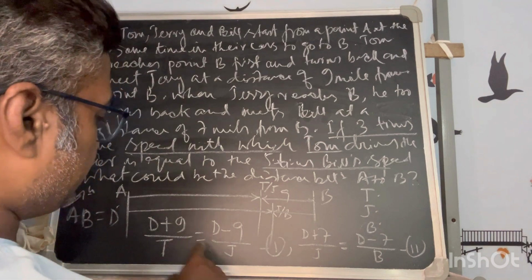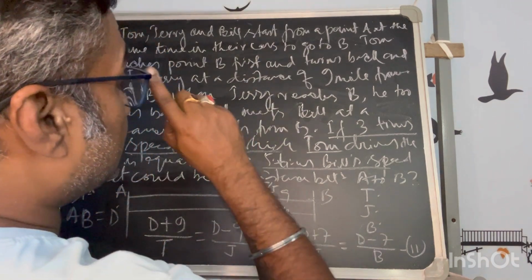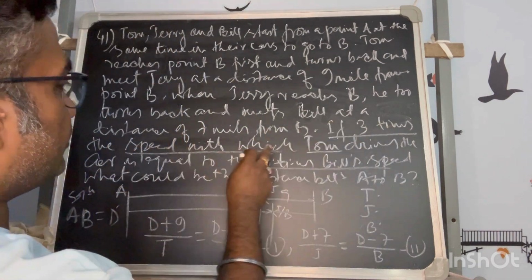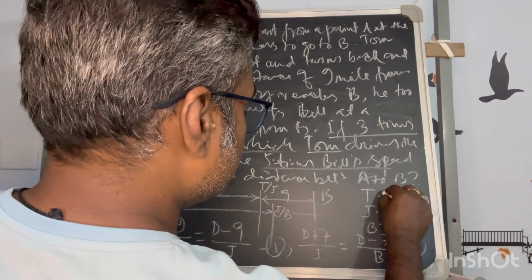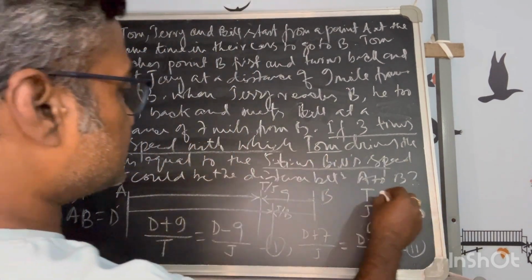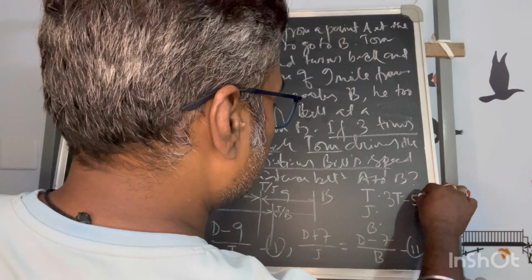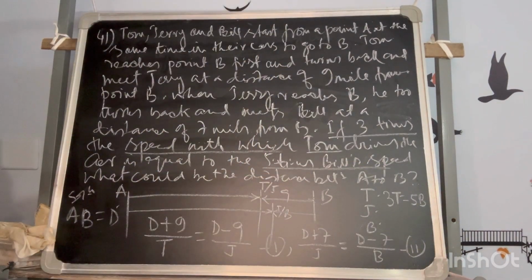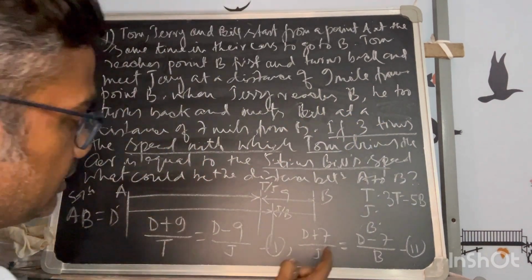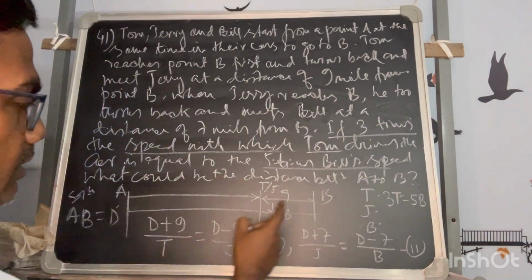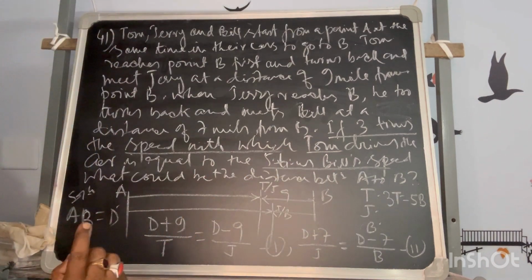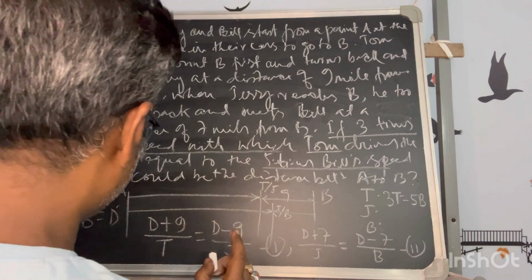So this is one equation, this is two equations, and the third equation is what? 3 times the speed of Tom, T, is 5 times Bill's speed, B. So what could be the distance between A and B? There are 4 variables, but I am getting only equations 1, 2 and 3. No other equation can be achieved.